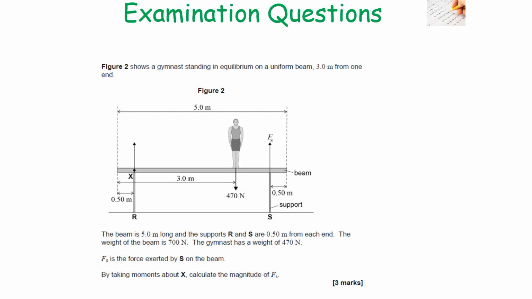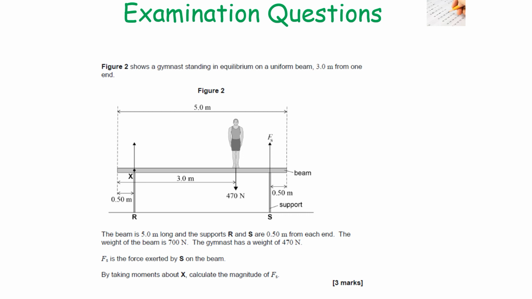So we can work out our moment from the gymnast, because it's going to be 470 times 2.5. Now that's acting clockwise. The other thing that's acting clockwise is the moment produced by the weight of the beam. We know the weight of the beam is 700 newtons, it tells you in the question, and we know that its distance from X is going to be 2 meters. We know that because the weight is assumed to act directly in the middle of the object. So 2.5 meters from the end, because it's a total of 5 meters, so from X it's 2 meters away.